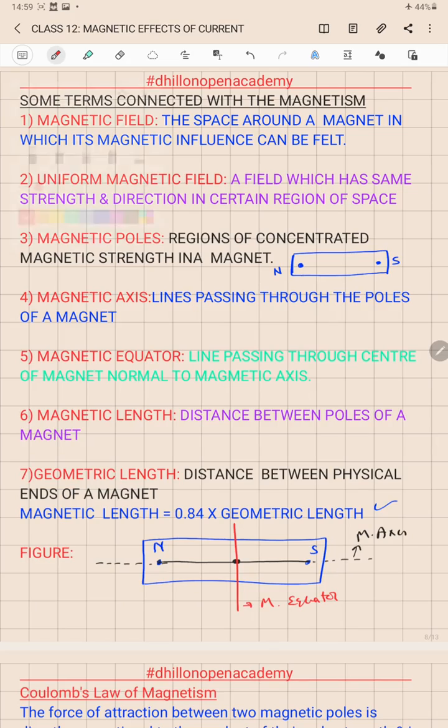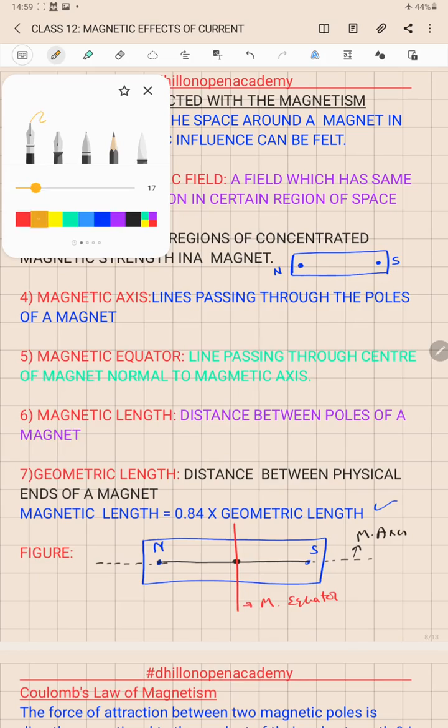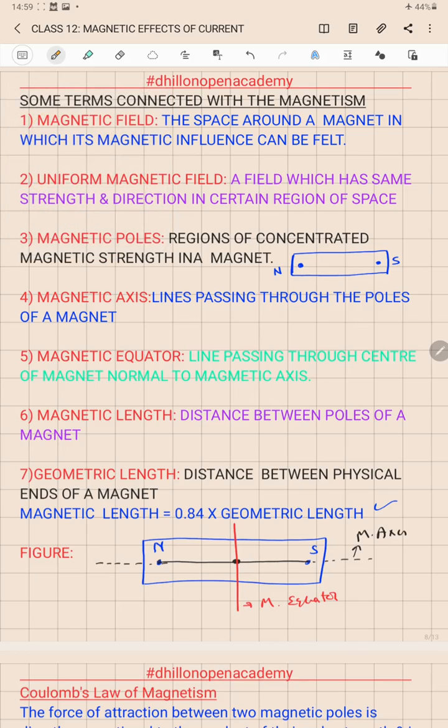If we indicate the distance between the north and the south pole, this much distance from north to south pole, we call it the magnetic length. Whereas if we find the total distance from one physical end of the magnet to the other physical end, we call it the geometric length.